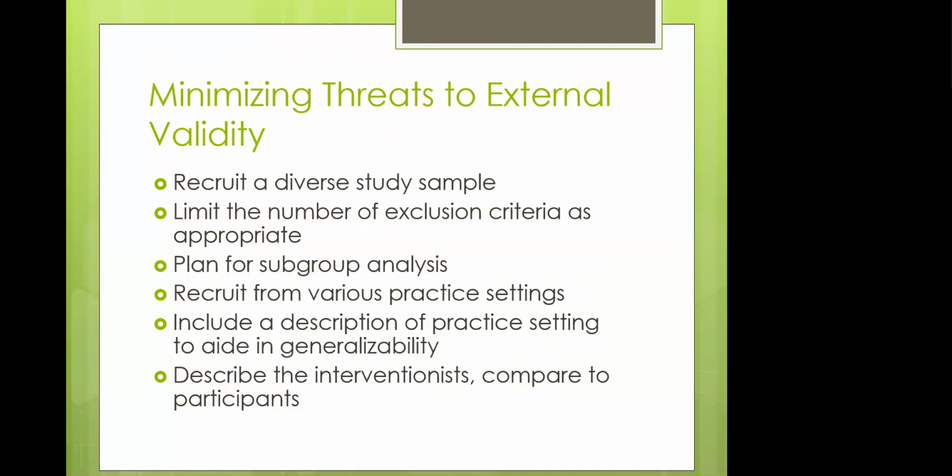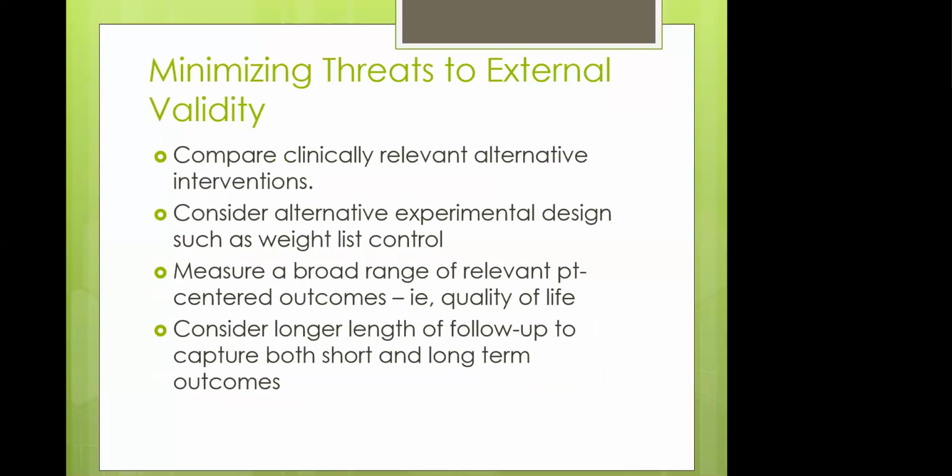So how are we going to minimize the threats to external validity? Well, you can start from the beginning by recruiting a diverse study sample. You can limit the number of exclusion criteria as appropriate, or plan for subgroup analysis, recruit from various practice settings, include a description of the practice setting to aid in generalizability, and describe the interventionists compared to the participants. And all of that increases the cost of studies and sometimes is not feasible, but it makes it more generalizable.